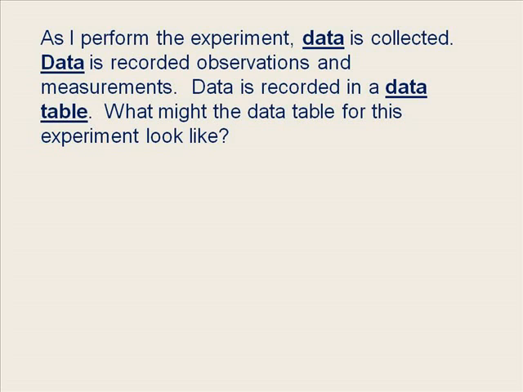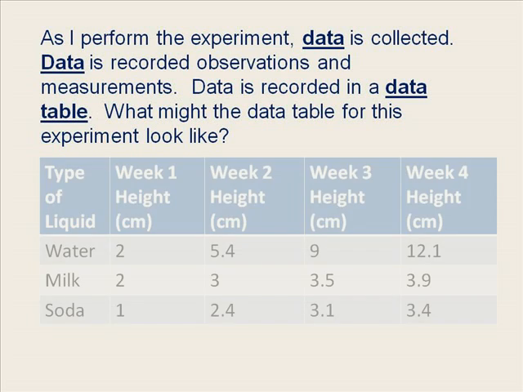As you are performing the experiment, you are going to be collecting data. Data are any type of observation or measurements that you are taking during the experiment that are going to let you know whether or not your independent variable is affecting the experiment. Now with our data, we are going to record it in a nice, neat chart called a data table. So what might a data table for this experiment look like?